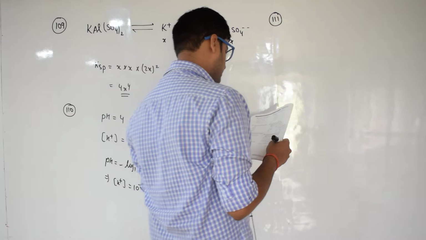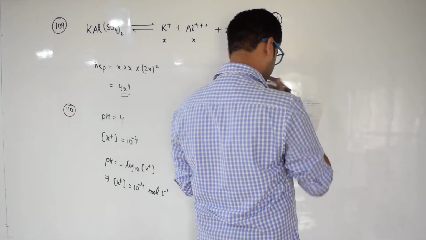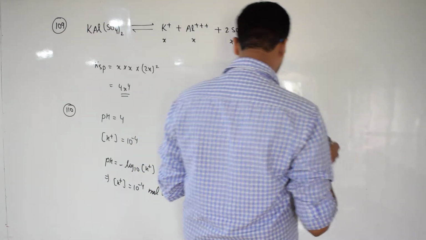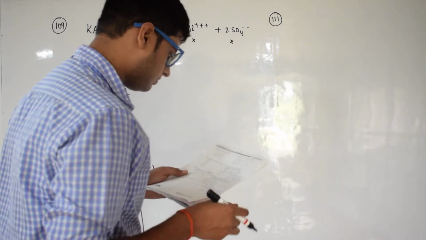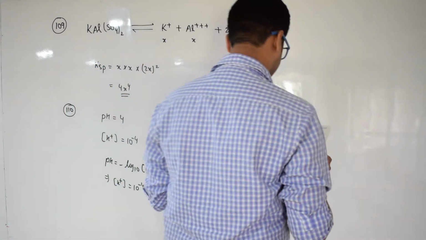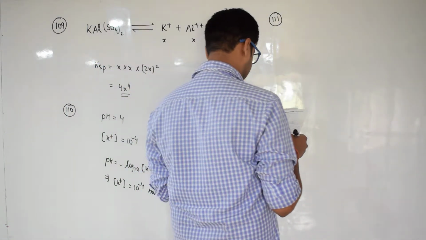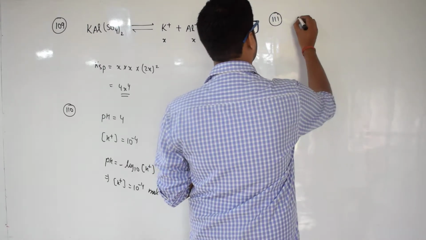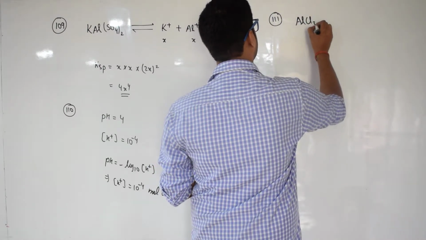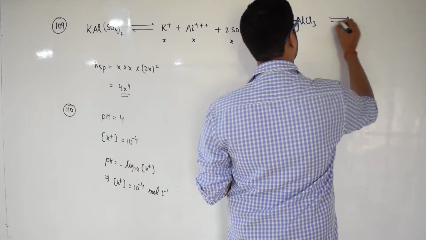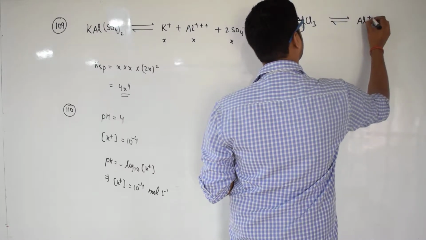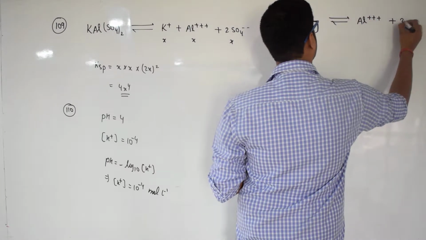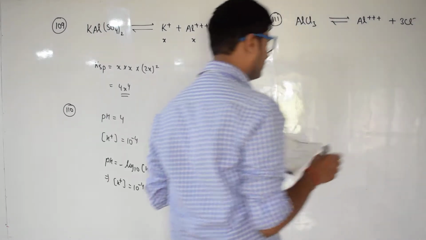Which one is more acidic in aqueous solution? More acidic in aqueous solution. On dissociating AlCl3, we must be getting a molecule of aluminum ion and 3 molecules or atoms of chloride ion.